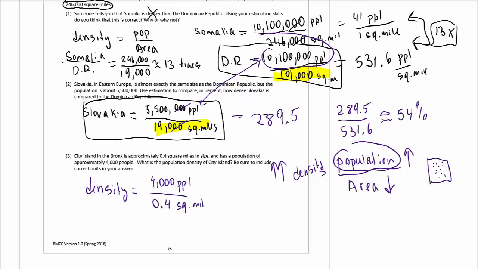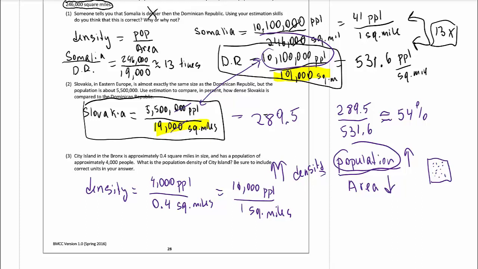And in this case, notice that the area of City Island is small. It's less than a mile. So if you take 4,000 divided by 0.4, you get a result of 10,000 people per 1 square mile. People per 1 square mile. I want to ask you, does that answer make sense? I'll give you a moment to write an answer.